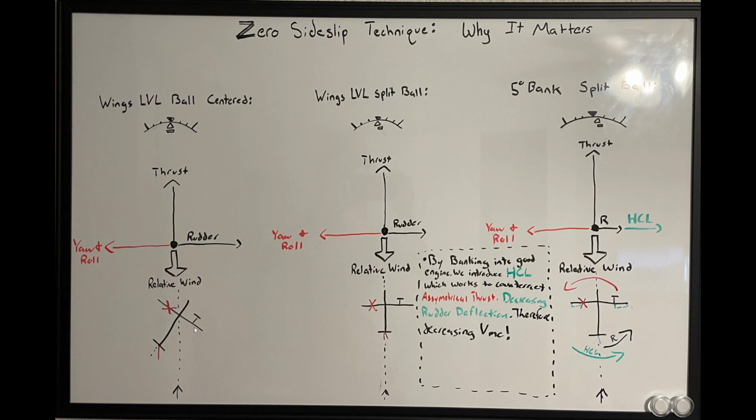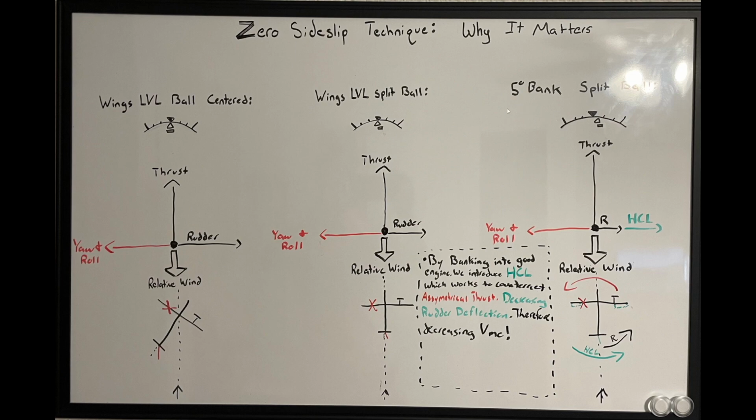Now, if we have the wings level and the ball split, we can also see that thrust is still acting forward, the same yaw and roll moment. However, we need less rudder to effectively fly straighter and have less drag on the airframe than we would if we had the ball centered. You can see it's different on each of these. We can see that our nose is aligned with the relative wind here, and it is not on the left side. And you can see the rudder deflection is much less.